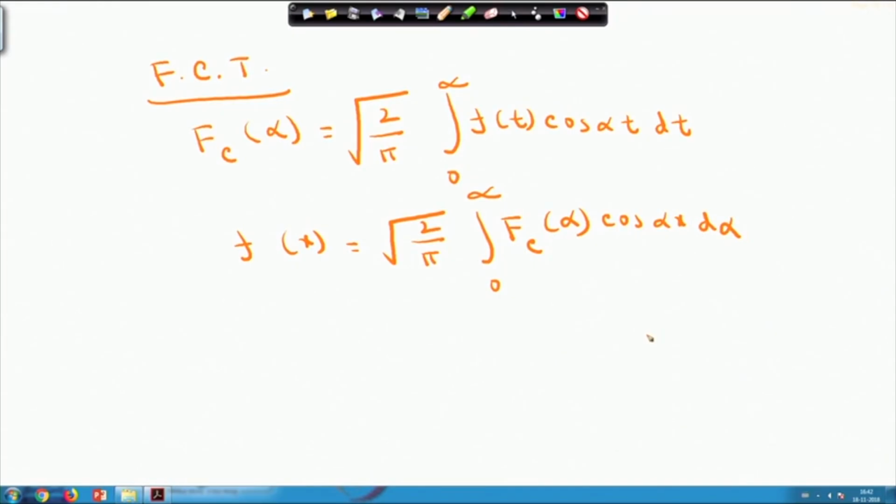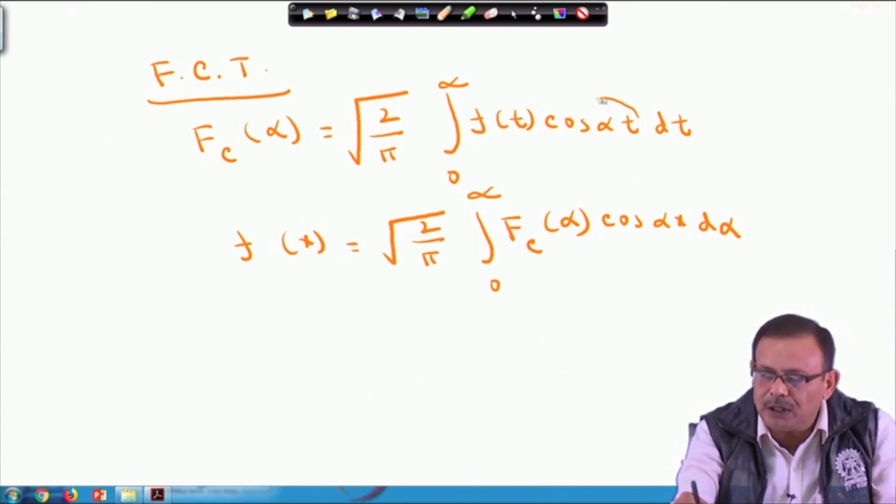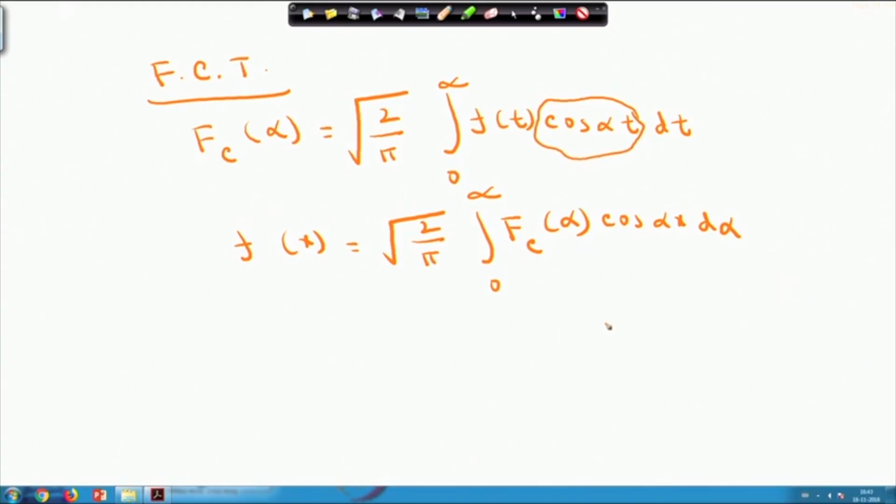So, the Fourier cosine transform of a function f(x), where the function is defined in 0 to infinity, is defined as F_c of alpha equals root over 2 by pi, integral from 0 to infinity of f(t) cos alpha t dt, whereas f(x) equals root over 2 by pi, integral from 0 to infinity of capital F_c alpha cos of alpha x d alpha. So the kernel in this case, cos of alpha t, is the kernel of this particular transform. This is the Fourier cosine transform. We are just recapitulating the derivation we already did in the last lecture.